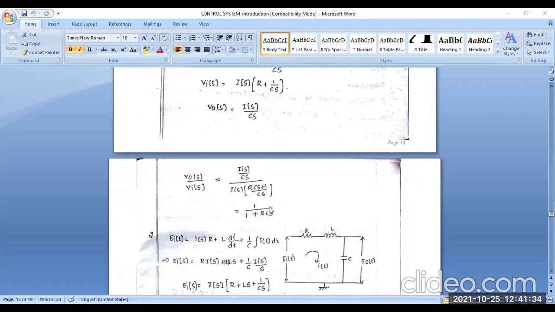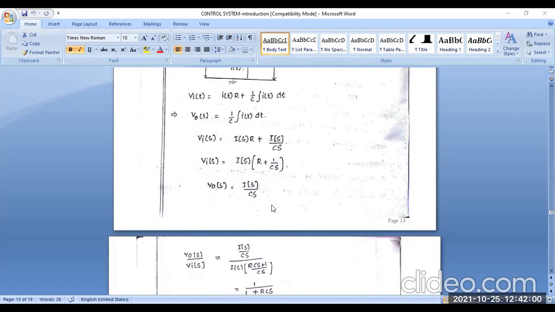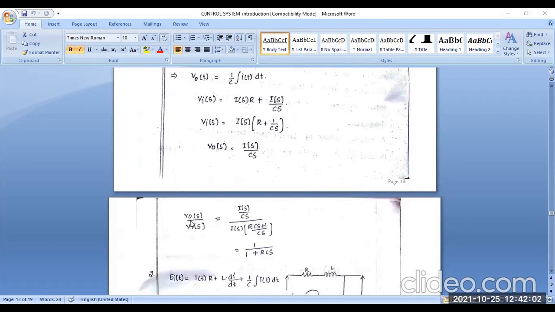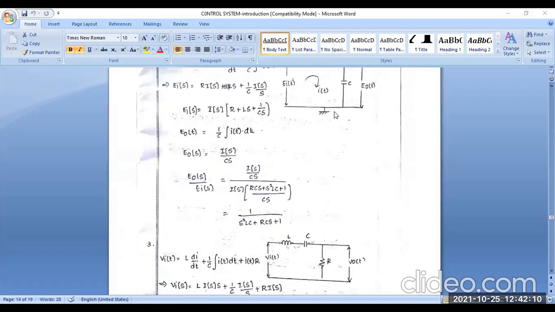Sometimes this type of mathematical problem also comes in your exam. That is, derive the transfer function of the given RC circuit. This type of question also comes. At that time, you have to calculate the input and output for the given circuit, then take the ratio of output by input, and then you can easily calculate the transfer function of the given circuit. Next, another one, this is the RLC circuit.